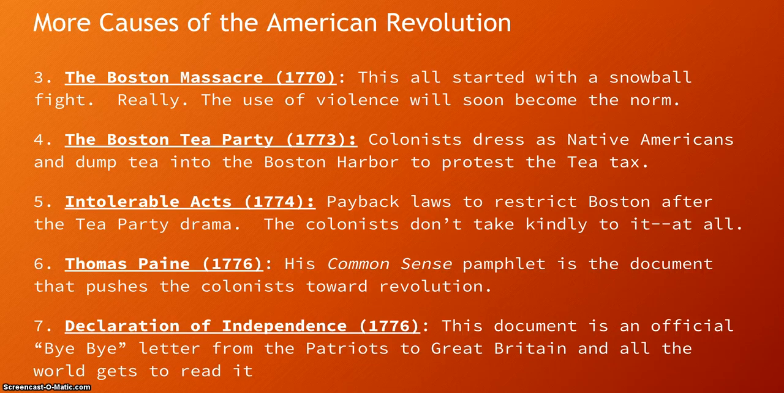And the Declaration of Independence is the official letter that we essentially hold up to the world and say, as of now, we are independent. That's not going to go over well with the number one power on the planet.